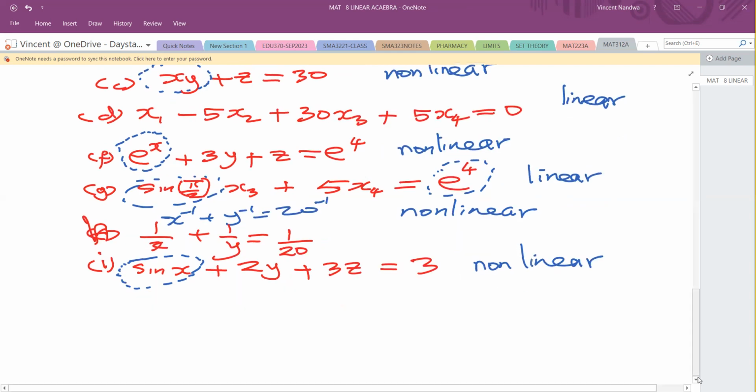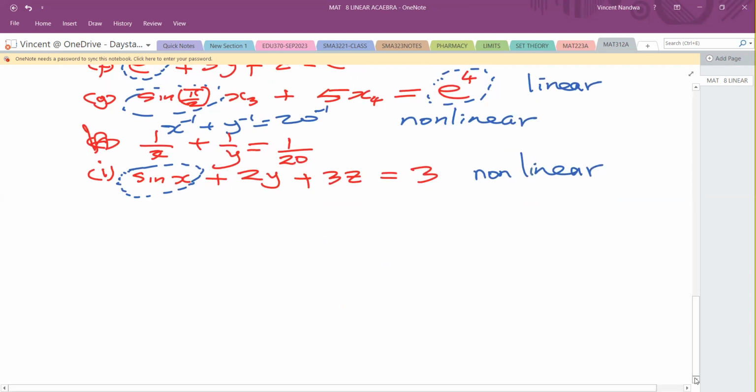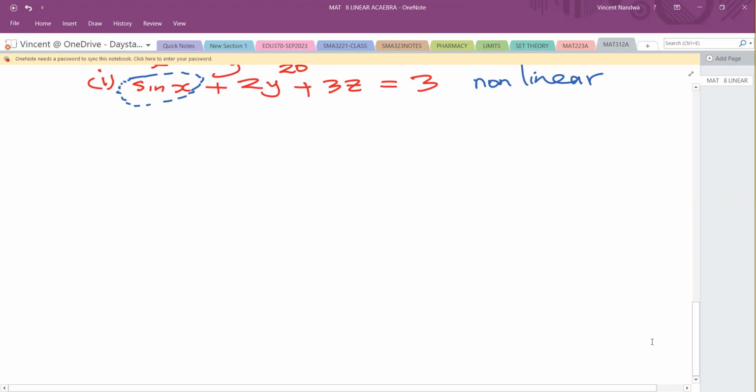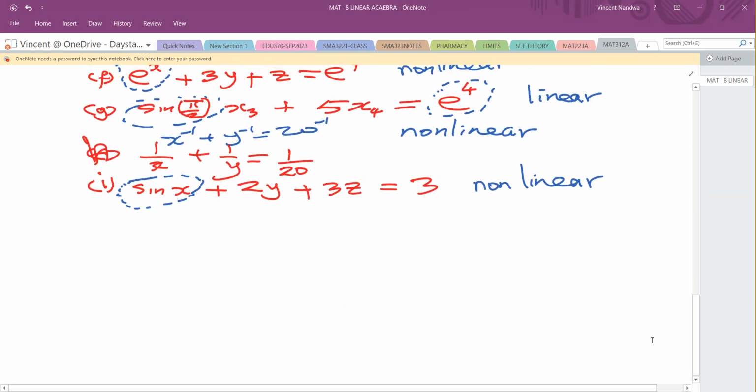So that's how we do the classification. The powers of the variables must be 1. There are no products of powers. And there are no products of variables in any term for a linear equation.